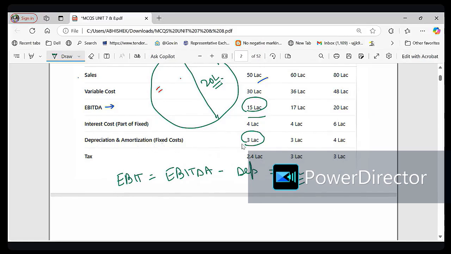Do you know what is amortization? What is the meaning of amortization? Please tell me. Amortization is the depreciation in terms of intangible asset. Assets are of two types, tangible and intangible. For tangible assets, we call it depreciation, and for intangible assets, like, let me give you one example, a patent, the depreciation is called amortization, right?